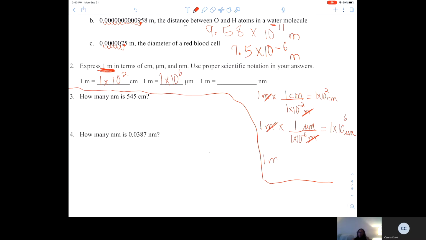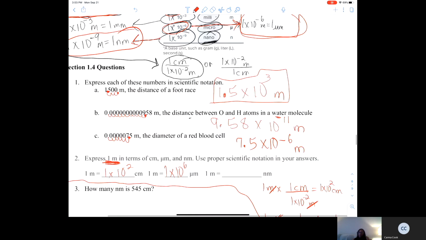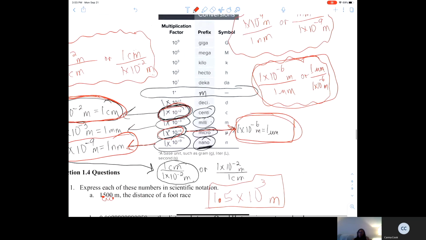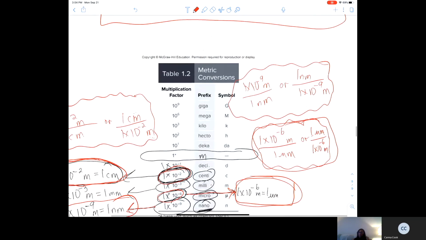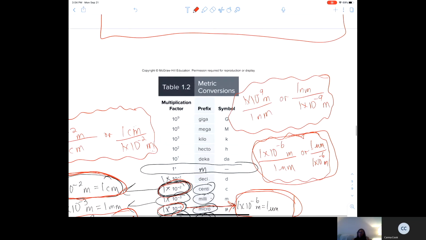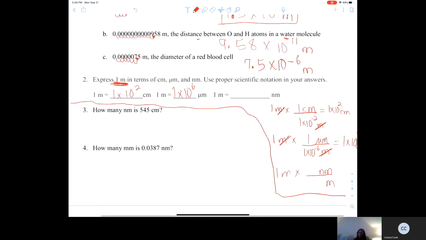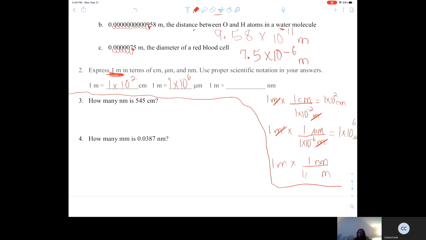And then finally, converting 1 meter to nanometers. We want to get rid of meters, so it goes in the denominator. We want nanometers, so nanometers go into the numerator. We get our numbers that go along with those units for our conversion factor. For every 1 nanometer, there's 1 times 10 to the negative 9 meters. We do the math, we get 1 times 10 to the 9th nanometers.